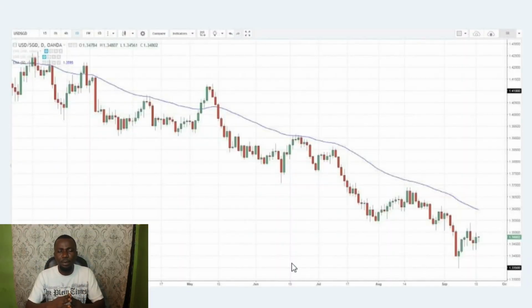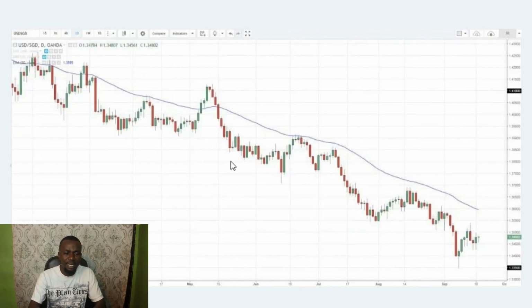So this is an example of a healthy trend. A healthy trend is when the price is respecting the 50 EMA, that is the 50 exponential moving average. So this line you are seeing now is the 50 exponential moving average. You can see that whenever the price comes to the 50 exponential moving average, it tends to bounce back, right?